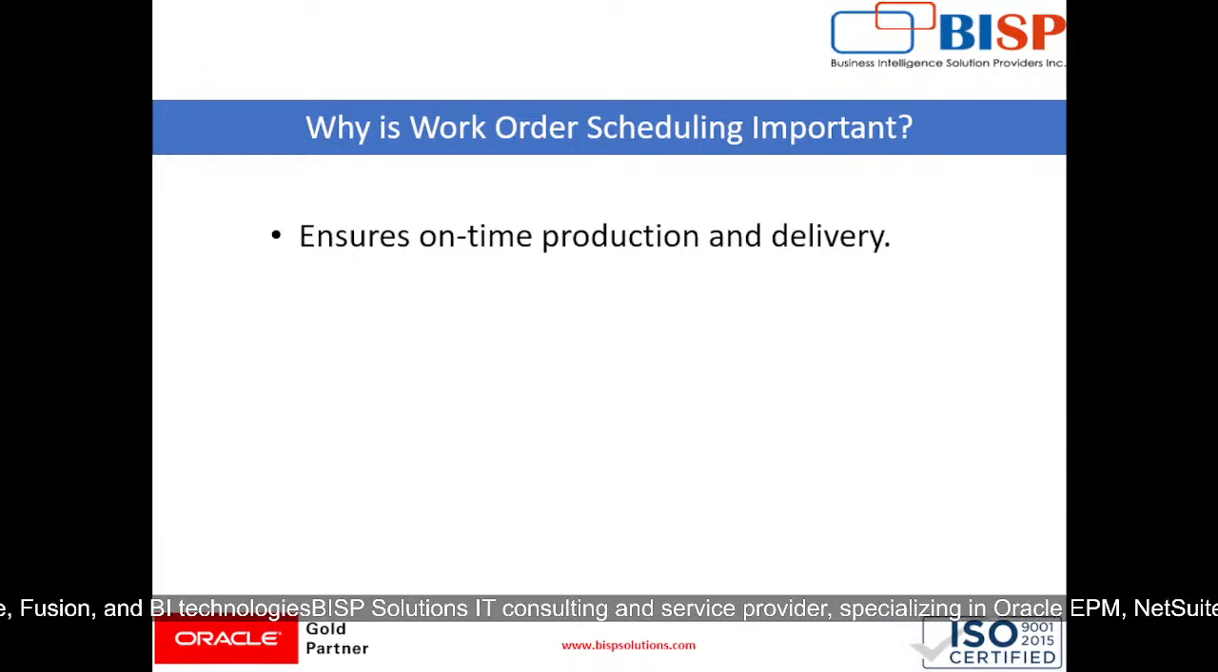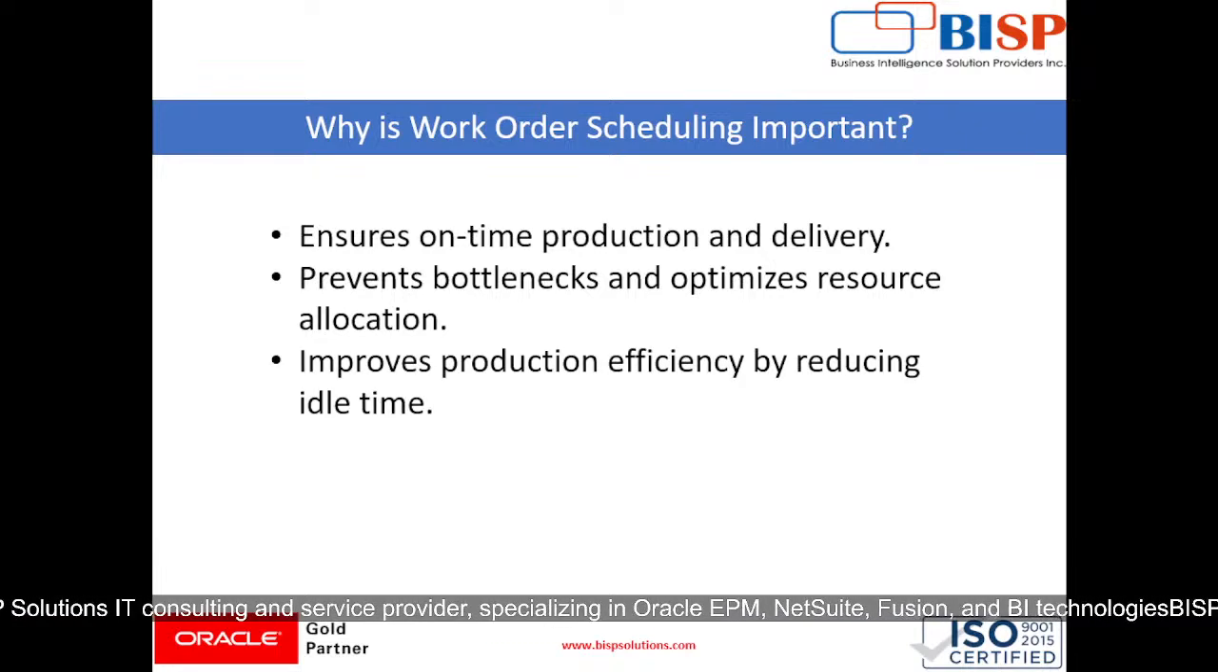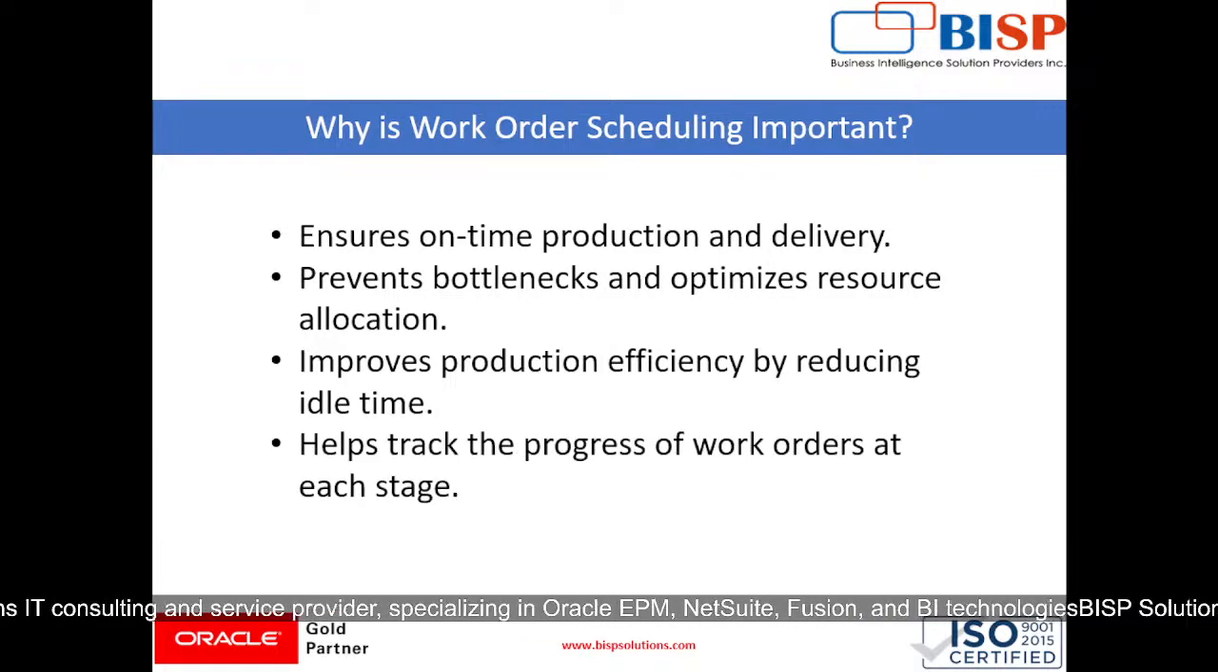So why is work order scheduling important? Because it ensures on-time production and delivery, prevents bottlenecks and optimizes resource allocation, improves production efficiency by reducing idle time, and helps track the progress of work orders at each stage.